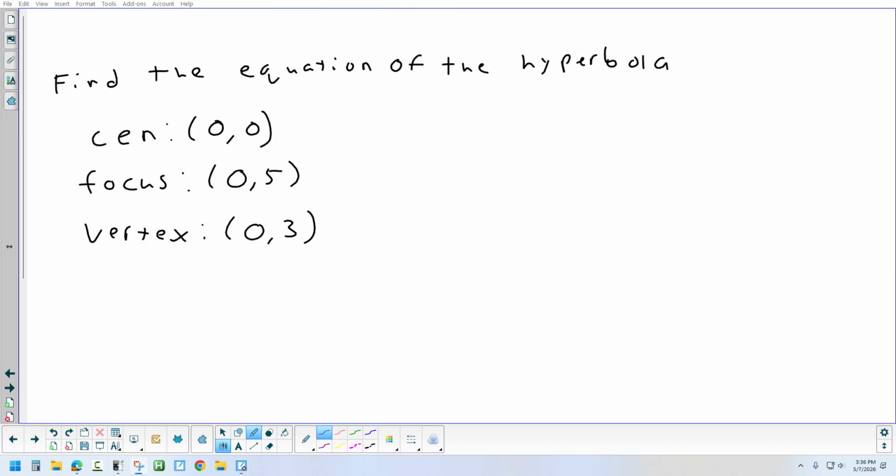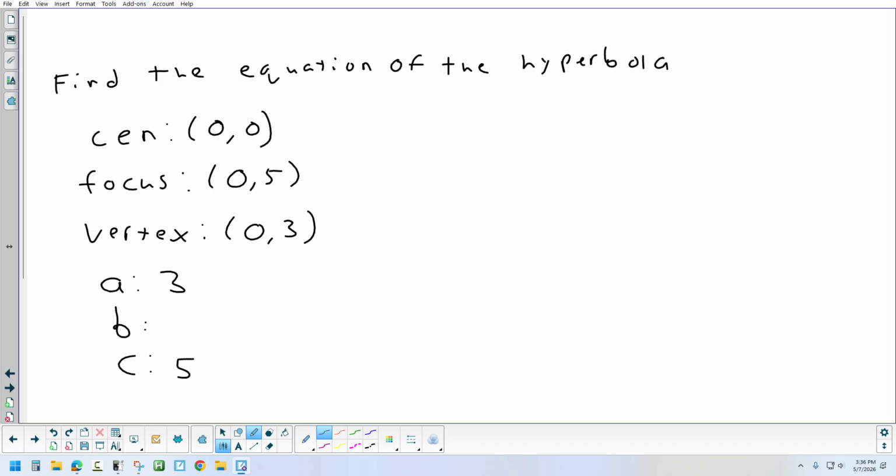All right, so now they want us to find the equation of the hyperbola. Whether we're working with an ellipse or a hyperbola, what are the letters we always have to figure out first? A, B, and C. We got to find A, B, and C. Okay. What would A be in this one? 3. It's the distance from the center to the vertex. And what about B? Well, I don't think we can do B directly. We'll have to do that one indirectly. What about C? 5. 5, distance from center to focus.